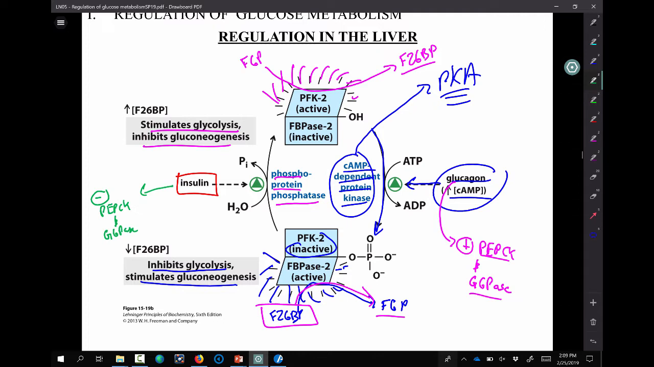Remember, it's always nice to take a step backward and think to yourself, what is insulin saying to the liver, and what is glucagon saying to the liver? Insulin says lots of blood sugar, the liver should absorb it. Glucagon says not enough blood sugar, the liver should excrete it. And then work your way forward from there.